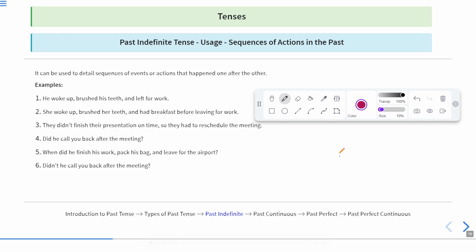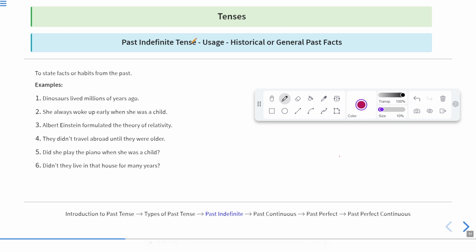Okay. Now let us move to the next one. Here we'll see another usage, that is past indefinite tense usage to show historical or general past facts. Now to state facts or habits from the past, we use past indefinite tense. How? Dinosaurs lived millions of years ago. Now dinosaurs, they lived millions of years ago. It shows the time of past, which was millions of years ago. Okay, and they do not have any effect in the present time.